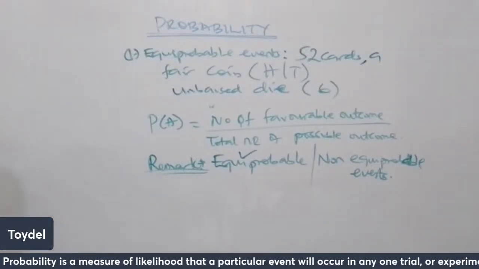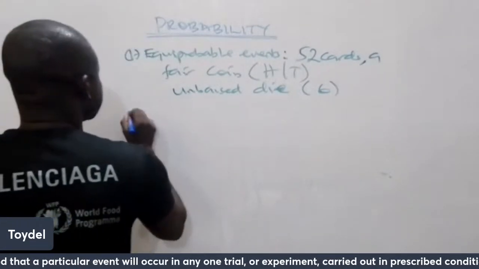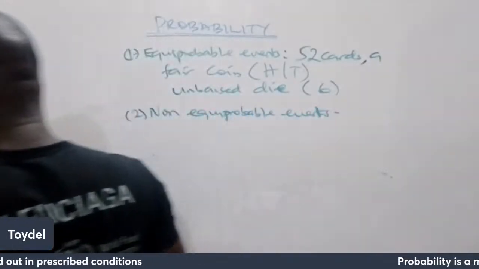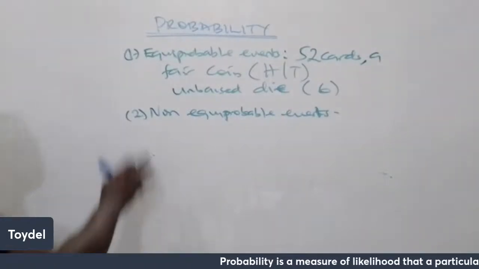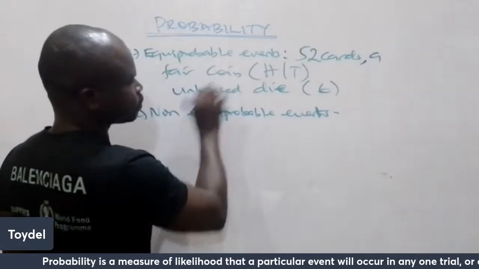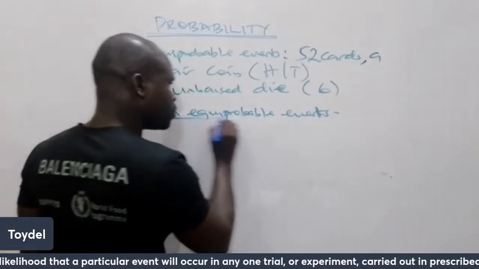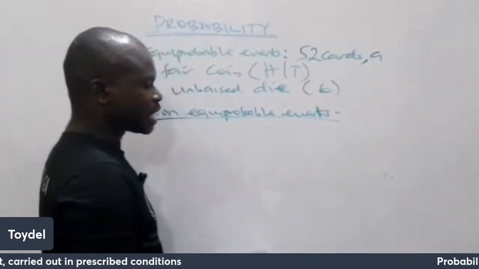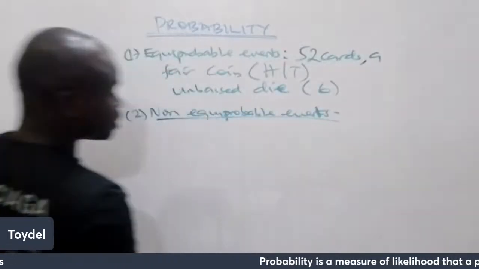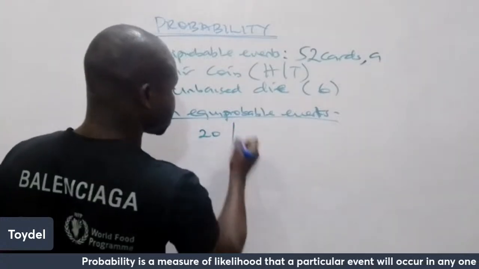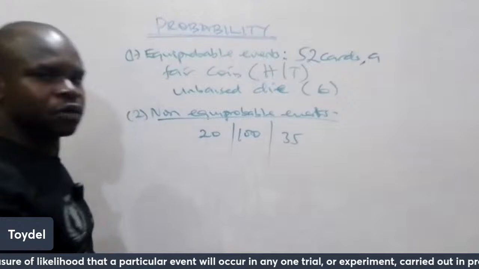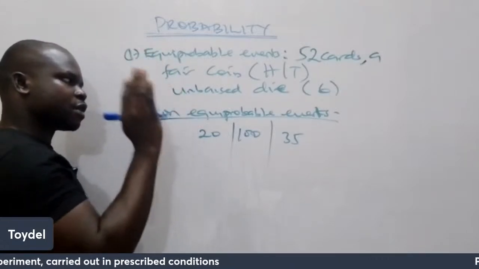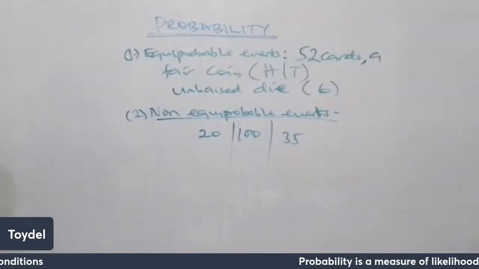Then the second type of total number of possible outcomes is non-equiprobable events. Under this, we have events with items having different numbers. For instance, if you consider a class of students, the total number of students in the class differs. In some class, the total number of students can be 20, in some it can be 100, in some it can be 35. So we are not sure of the total outcome; it varies, whereas for equiprobable events the total is constant because we are considering something that has the same total number of events.